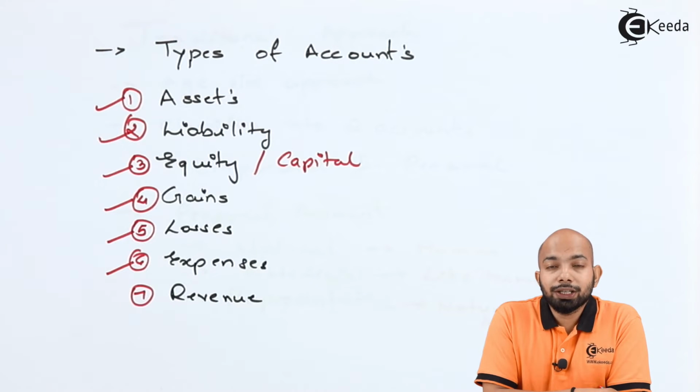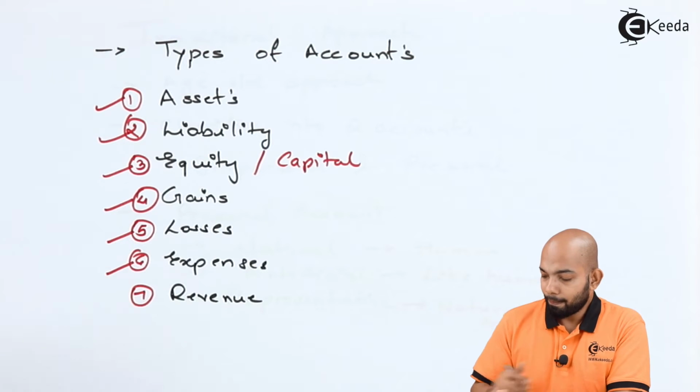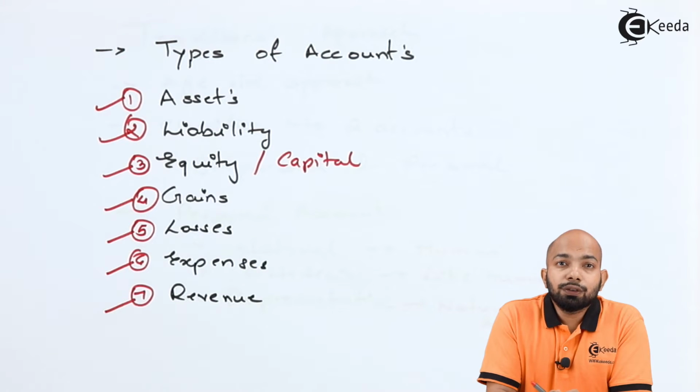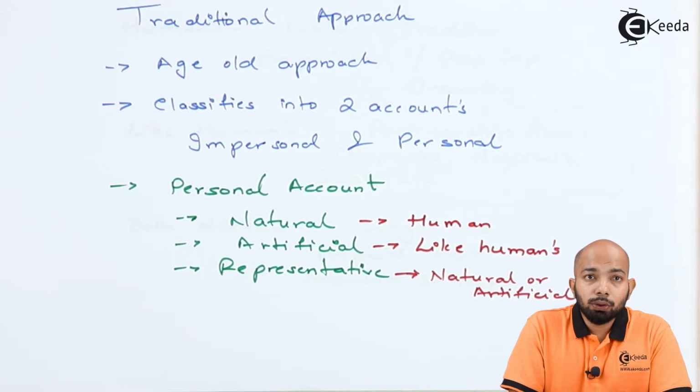Expenses, all operational expenses that a company makes to ensure that the company's cash flow is going on and the production of the company doesn't come to a halt. Revenue, all operational incomes that you earn, is something that you have to mention under this specific category. So these are the types of accounts. Let's further understand the different approaches when it comes to the double entry bookkeeping system. Traditional approach.